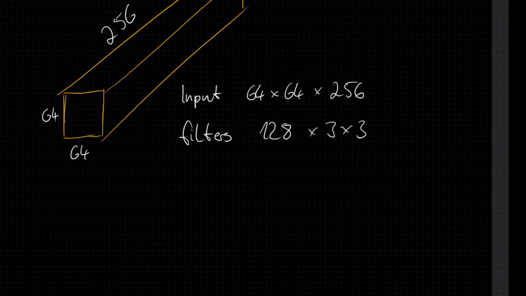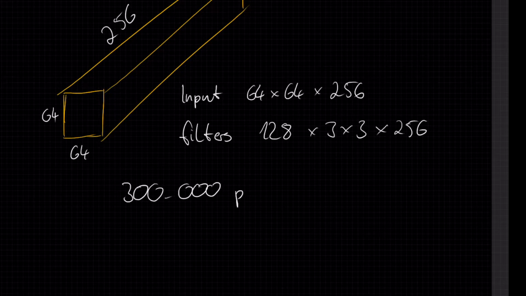And because the input has a channel depth of 256, we also have to multiply here by 256 to get the total number of parameters for the filters. And what that gives us is around 300,000 parameters.